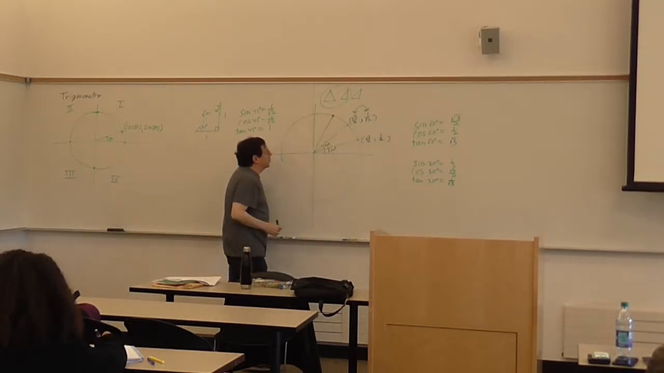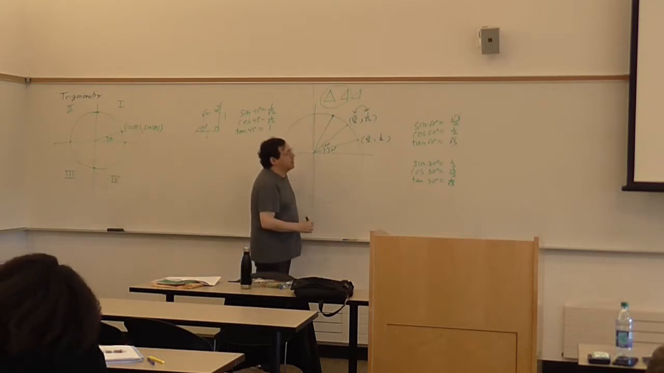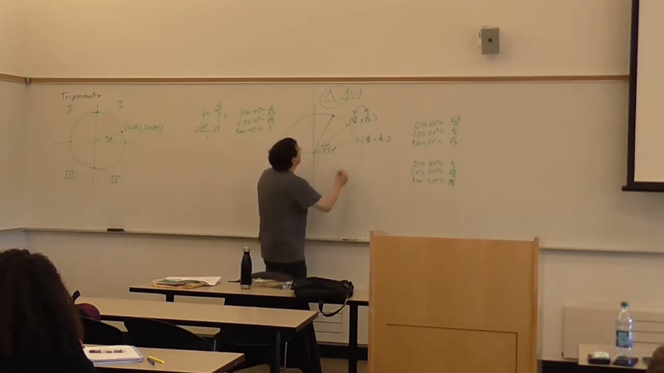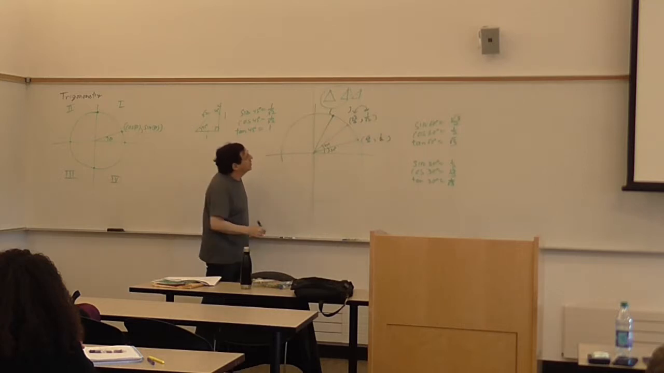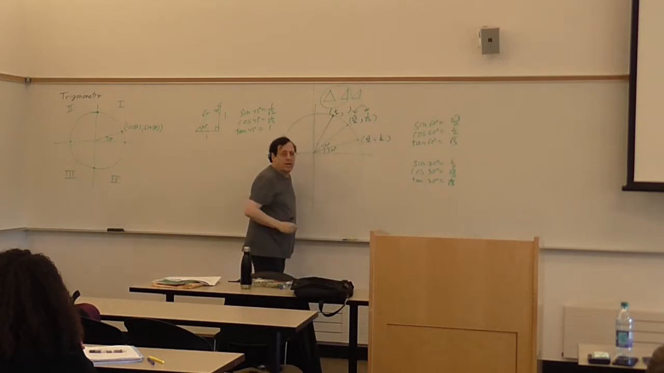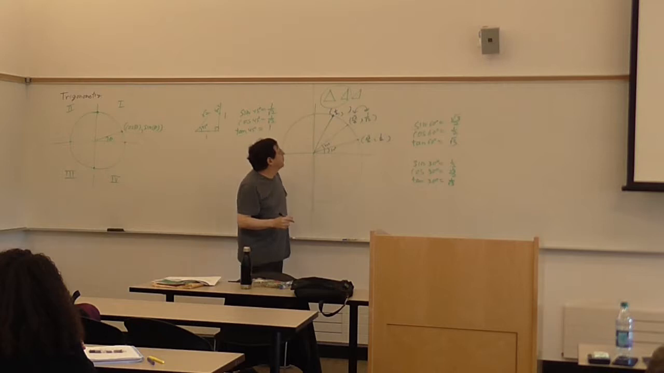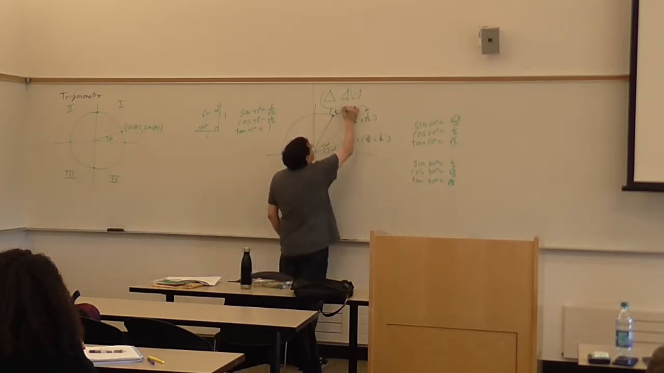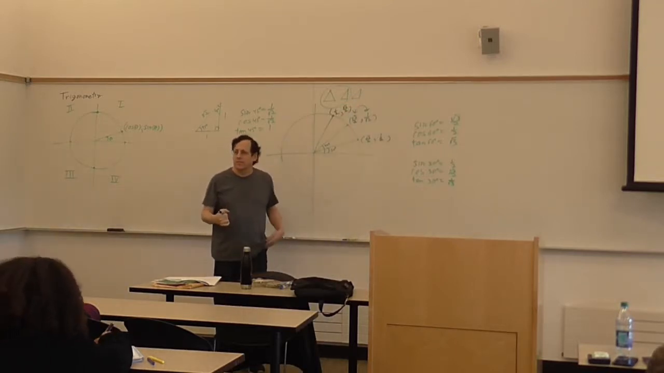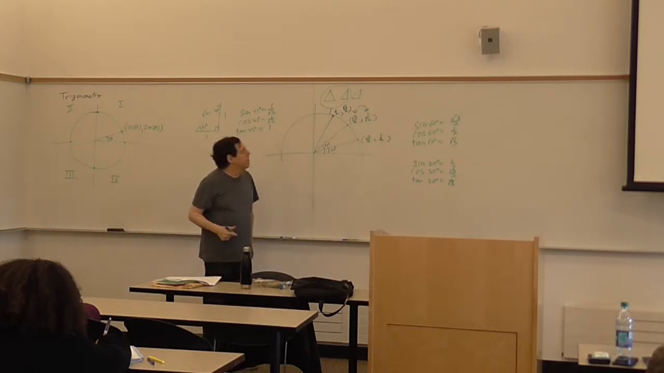Okay, 60 degrees. Paul, the cosine of 60 degrees. 1/2. And Christina, the sine of 60 degrees. Square root of 3 over 2. Okay, so far that's been pretty easy, right? Just look on the board and kind of fill in.